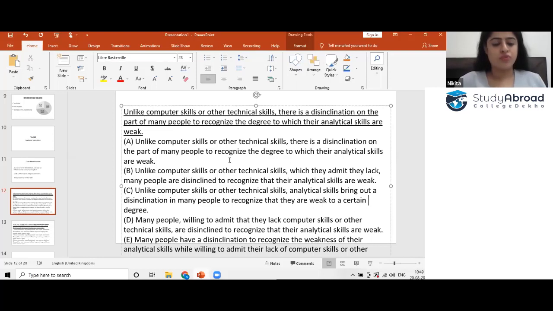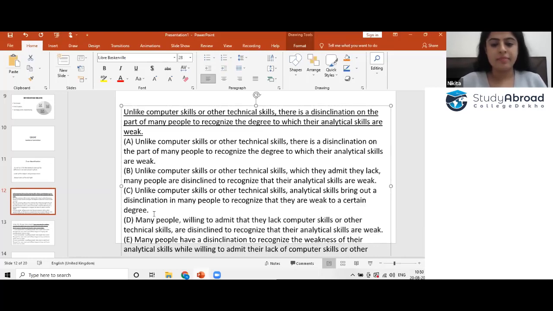All right, also one thing, you need to take care of one other important point when you are solving sentence correction questions. You need to see whether the options that are given are in active voice or in passive voice. Passive voice is never considered correct on the GMAT exam. Okay, so if you see what is happening in all the options, you'll come to know that D is the correct option.